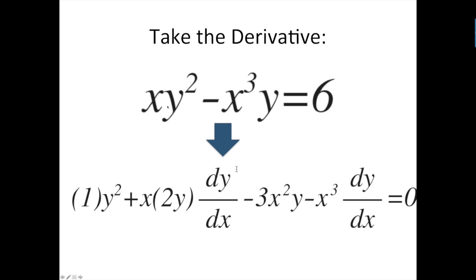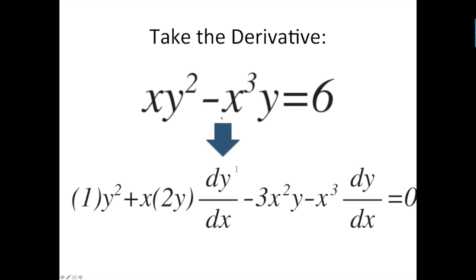Since x and y squared are held together by multiplication, as well as x to the third and y, we're going to have to use the product rule. The product rule states that I take the derivative of x and multiply it by y squared, and then add that to x times the derivative of y squared, which is 2y times dy over dx.